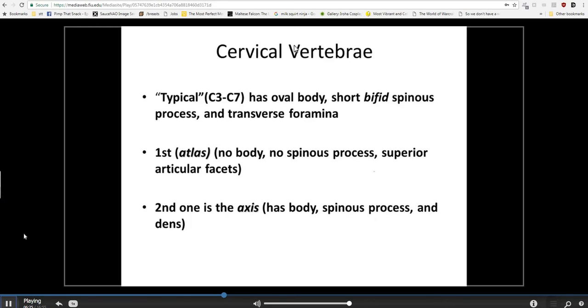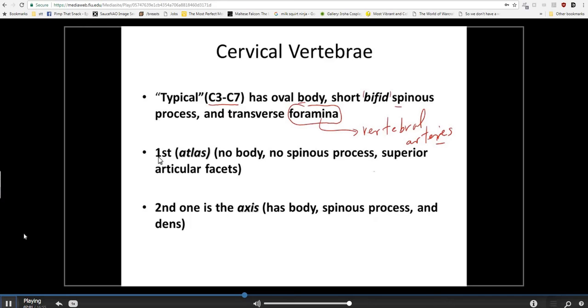Your typical cervical vertebrae, C3 to C7, have an oval body and a short spinous process that's bifid. You see a little split at the very top of that. They have transverse foramina, openings in the transverse processes. This opening allows for the coursing of the vertebral arteries. This will come into prominence when we talk about blood supply to the brain.